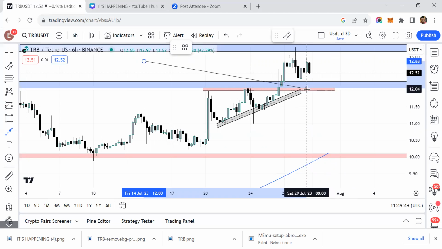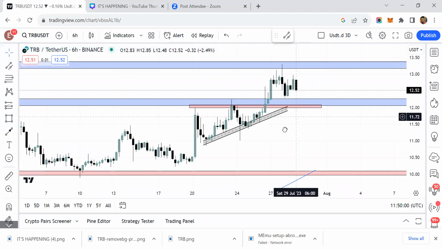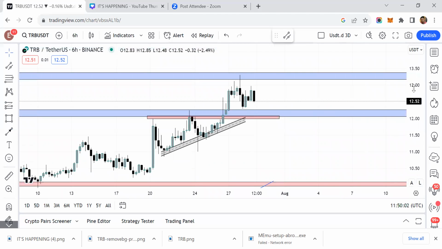That's what I'm going to be doing for this pair. That's exactly what I'll be doing. When price comes here, I'll wait for a change of character, maybe on the 15 minutes, and then boom to the upside. So eventually, this is how the market runs.